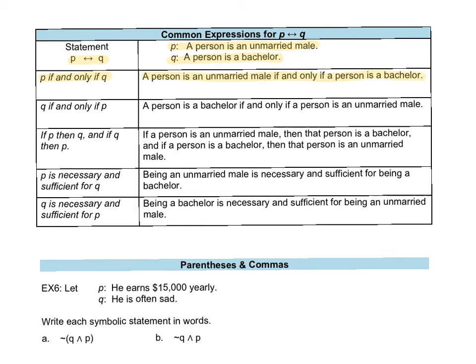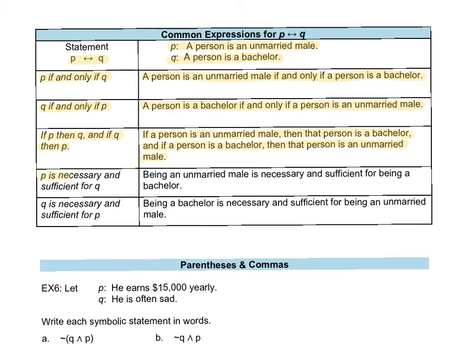If I change the order, Q, if and only if P, a person is a bachelor, if and only if a person is an unmarried male, means the same thing. I could break this up into two conditional statements, if P then Q, and if Q then P. If a person is an unmarried male, then that person is a bachelor. And if a person is a bachelor, then that person is an unmarried male. Says the same thing. Now we're going to do the necessary sufficient.